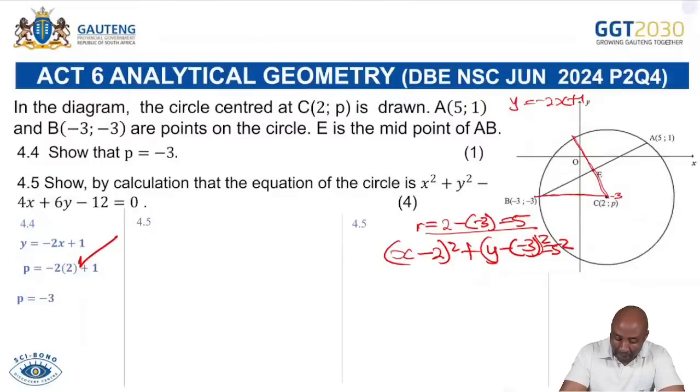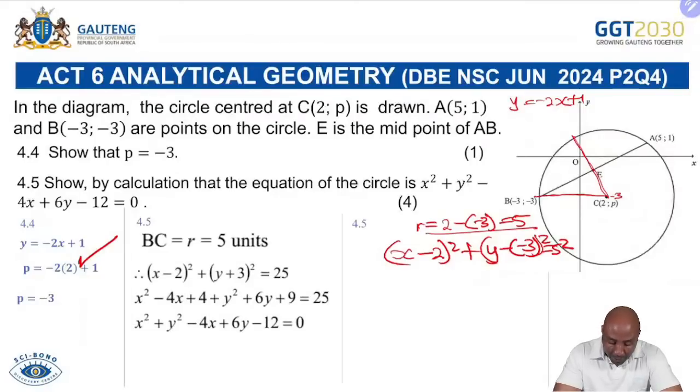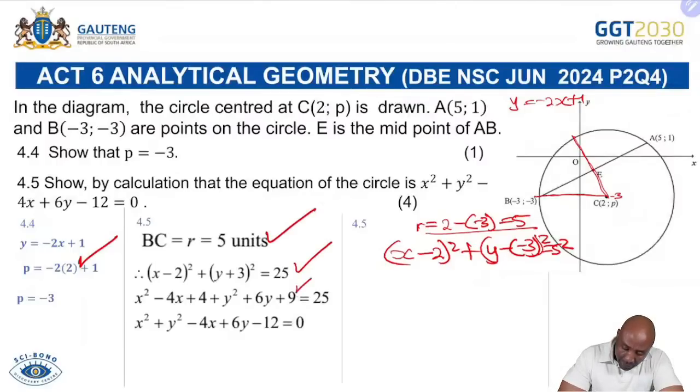We will expand this and we get our equation as x squared minus 4x plus 4, plus y squared plus 6y plus 9, equals 25, and then you collect like terms on the left hand side of the equal sign and we get our equation as such. So you get that for 5 units. Substituting into the standard form, we expand and we collect like terms and we should get our equation in that form.